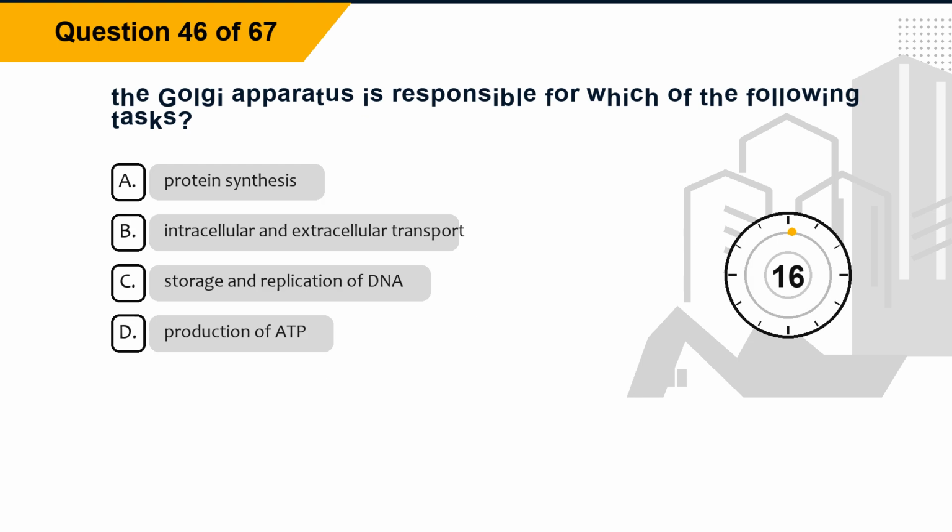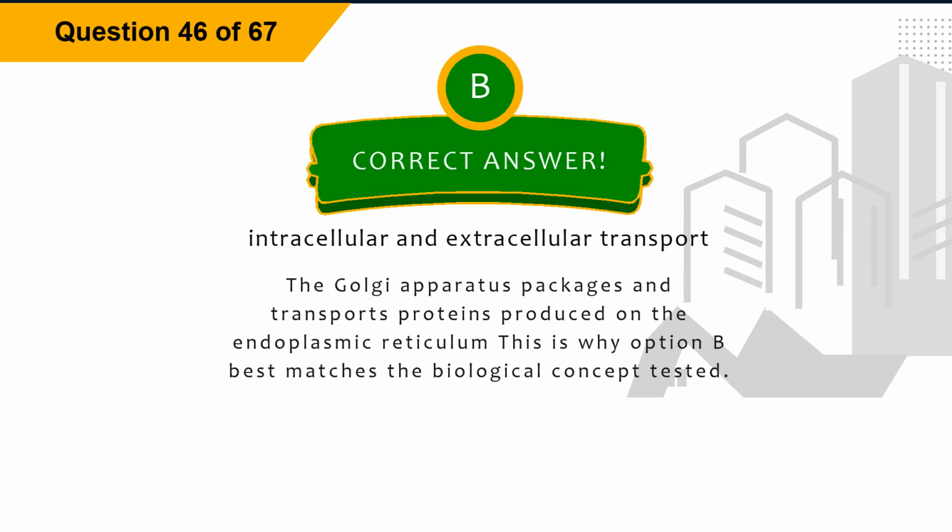Question 46. The Golgi apparatus is responsible for which of the following tasks? Option A, protein synthesis. Option B, intracellular and extracellular transport. Option C, storage and replication of DNA. Option D, production of ADP. The correct answer is option B, intracellular and extracellular transport. Explanation: the Golgi apparatus packages and transports proteins produced on the endoplasmic reticulum. This is why option B best matches the biological concept tested.